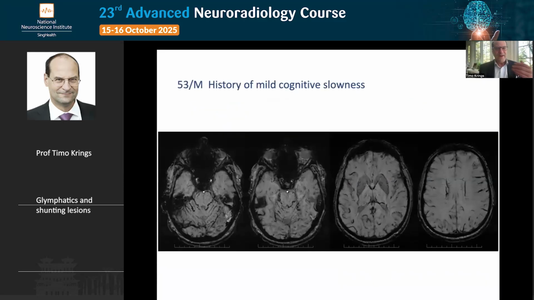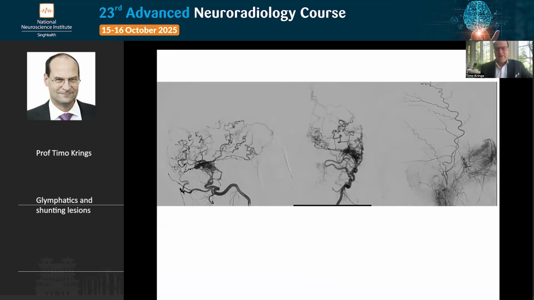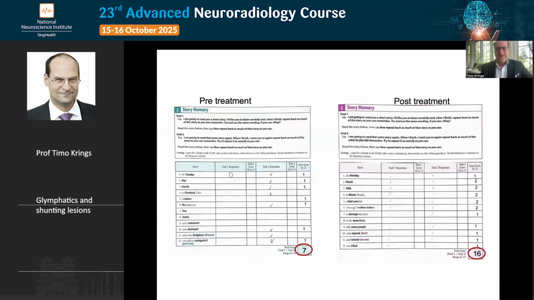So here we have a patient with a dural arteriovenous fistula, and he himself described, or his wife described, that he felt cognitively slower than previously. We do have cortical venous reflux, so we treated this patient, and he was definitely low before and normalized afterwards.